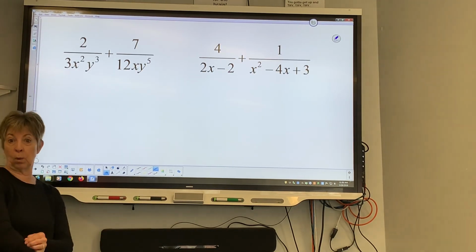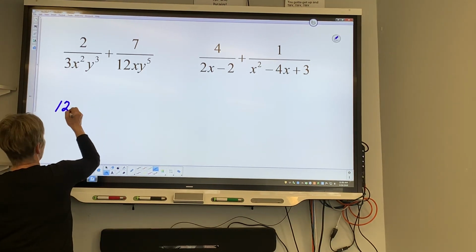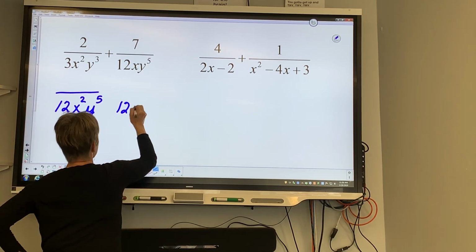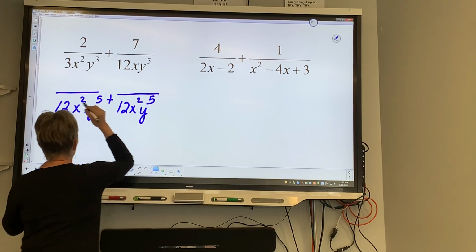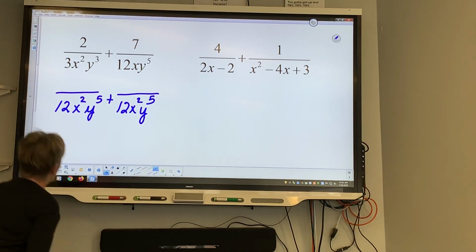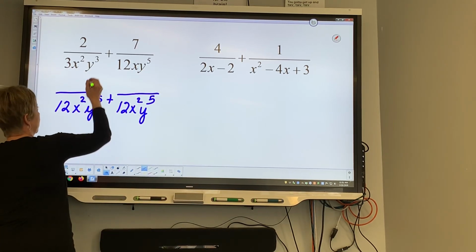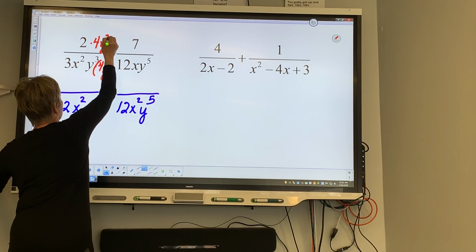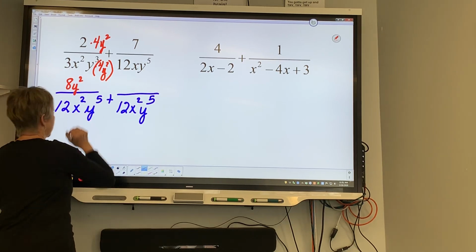These were two that we did the LCD on. So if you remember this one, the LCD was 12x squared y to the 5th. So you have to ask yourself, what is this denominator missing to become the new denominator? It's missing a 4 and a y squared. So I have to multiply my numerator times 4 times y squared. This is going to become 8y squared.